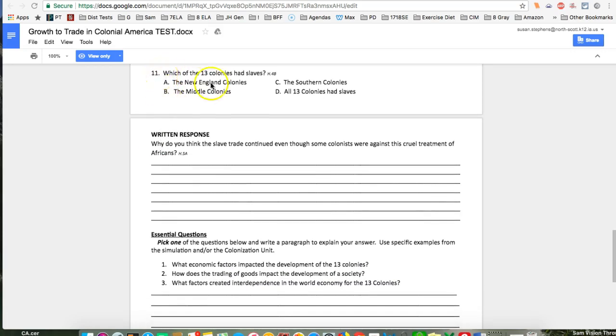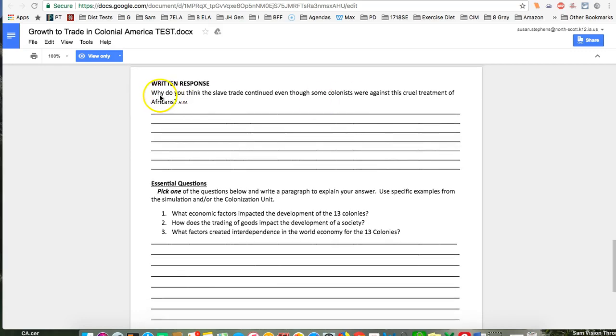11. Which of the 13 colonies had slaves? A. The New England colonies, B. the middle colonies, C. the southern colonies, D. all 13 colonies had slaves. Written response. Why do you think the slave trade continued even though some colonists were against this cruel treatment of Africans?